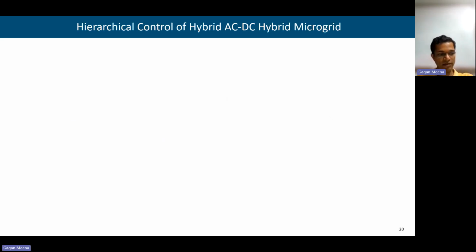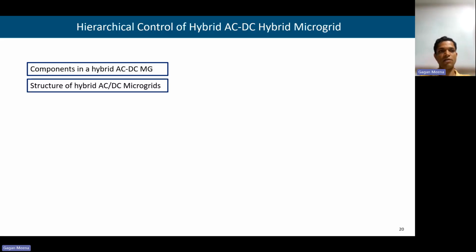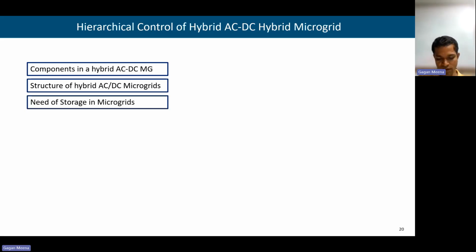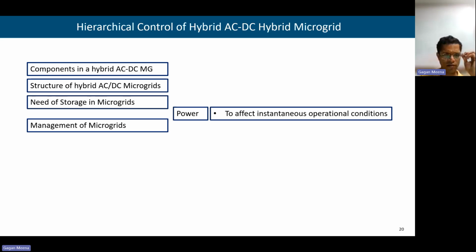Then last week, the last lecture of week 9 was hierarchical control of hybrid AC-DC microgrid. Here we discussed components in a hybrid AC-DC microgrid, structure of hybrid AC-DC microgrid, need of storage in microgrid, and management of microgrid.